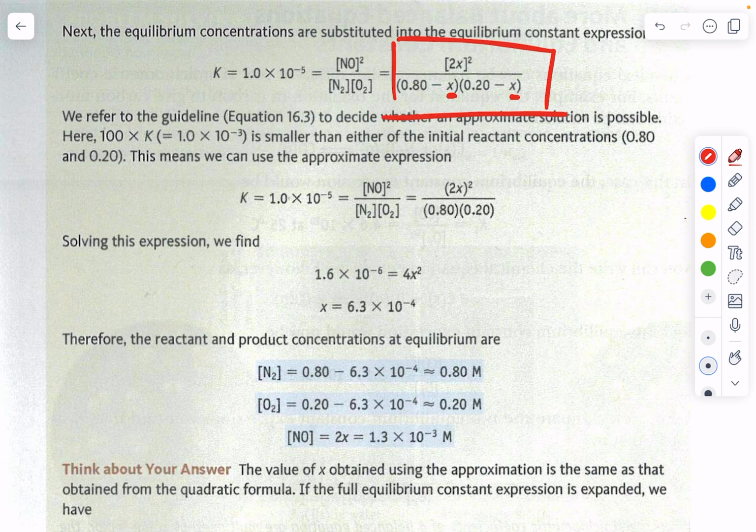And so we do the test. We take 100 times K. And when we take 100 times K, instead of 10 to the minus 5, we get 10 to the minus third. And 10 to the minus third is still smaller than 8 times 10 to the minus 1, and still smaller than 2 times 10 to the minus 1, so we can ignore the x. It's getting close, but we can ignore it to 2 sig digs.